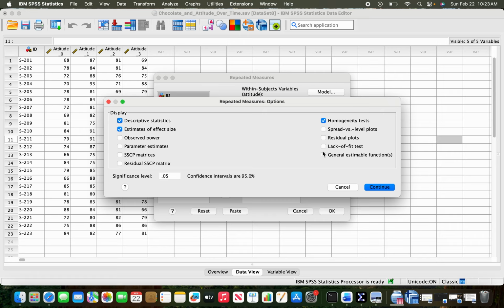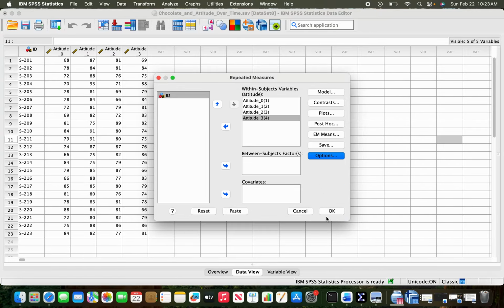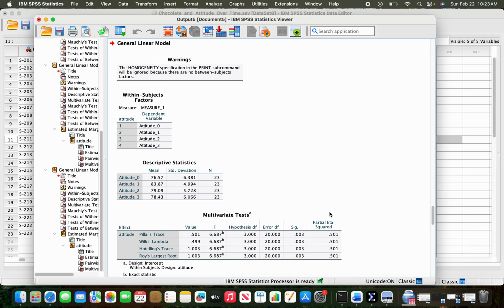Sorry. Descriptive statistics, estimates of effect size, and homogeneity tests are going to be checked off. Confidence intervals are at 95%, which means the significance level is at 0.05. Once that is done, it will run your output. As you can see, we've defined our attitude levels, and then we're going to wait.